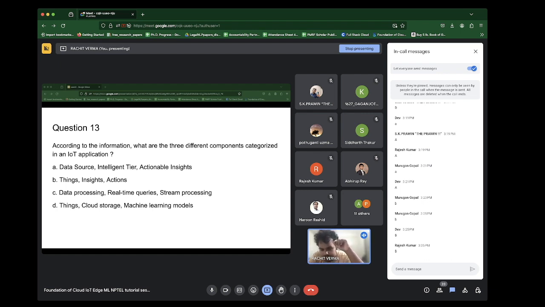And D is things, cloud storage, and machine learning models. This is also the wrong answer, because an IoT platform requires... these are components that could come within one of the three: things, insights, actions. These themselves alone won't be able to encapsulate the entire architecture of the IoT platform, because there is no option to perform actions in D. So even in C, all these three options will most likely fall under one of things, insights, and actions.